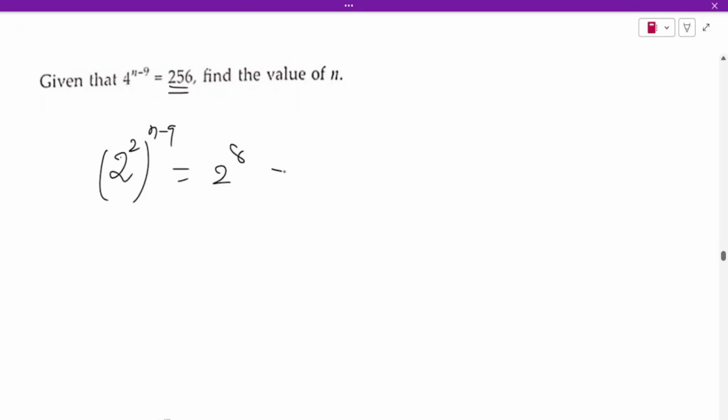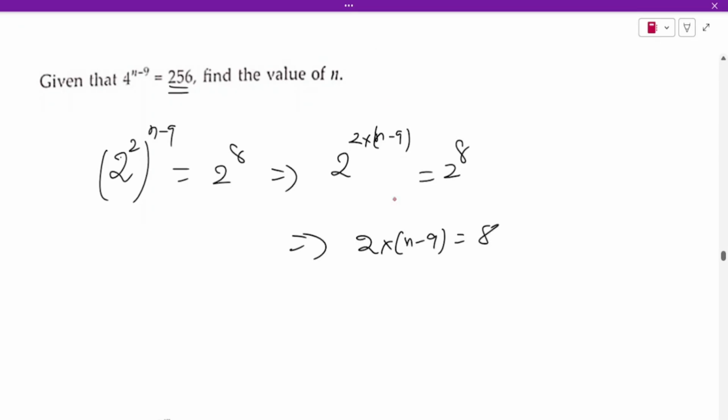Now using the power law, we can write it as 2 to the power of 2 times n minus 9 is equal to 2 power 8. As the bases are the same, the powers will be equal, which means 2 times n minus 9 is equal to 8. We need to solve this for n.